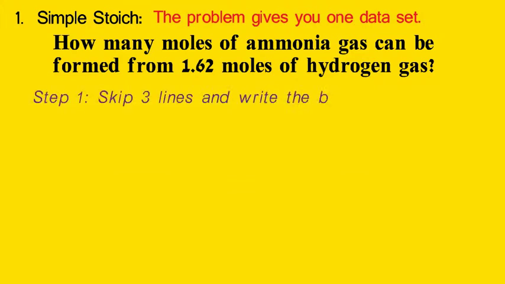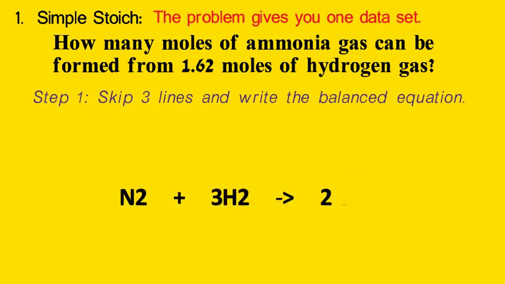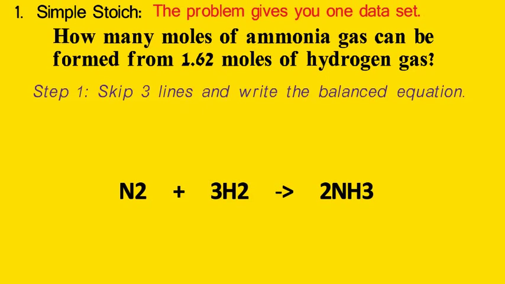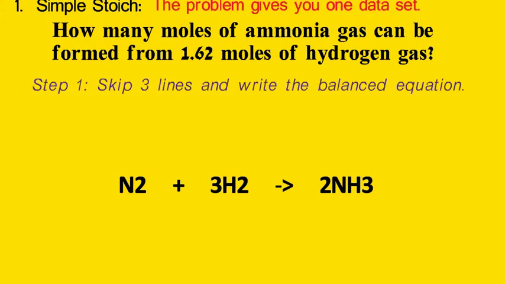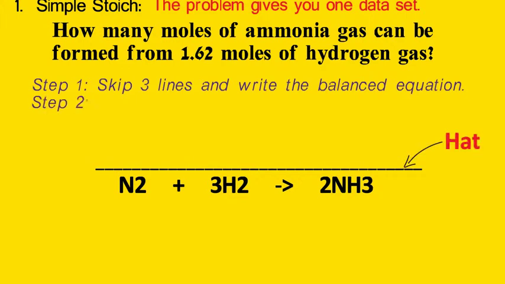Step 1, skip 3 lines and write the balanced equation. Simple enough. So you write the balanced equation, N2 plus 3H2 yields 2NH3. Now I want you to put a hat on it. That means a line right above it. I call it a hat. Simple to remember. Once you got the balanced equation, you're going to put a hat on it. And there it is. So step 2, put a hat on it.